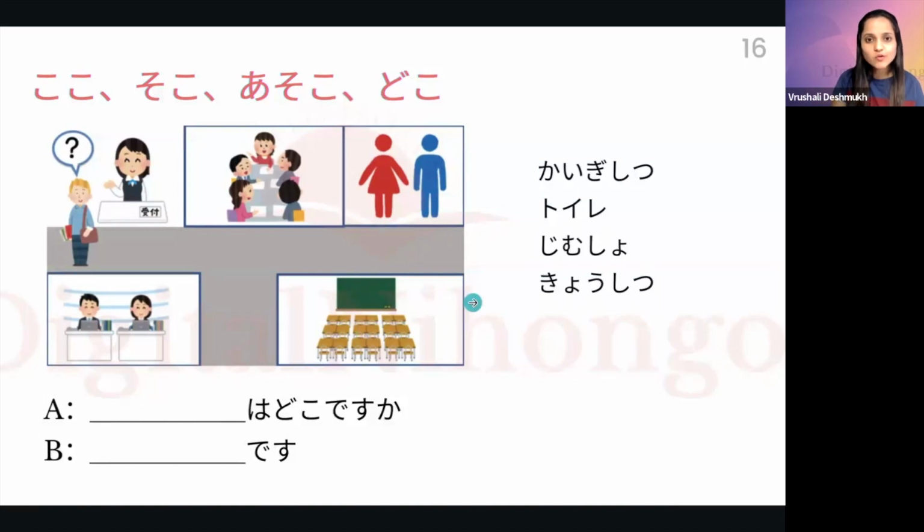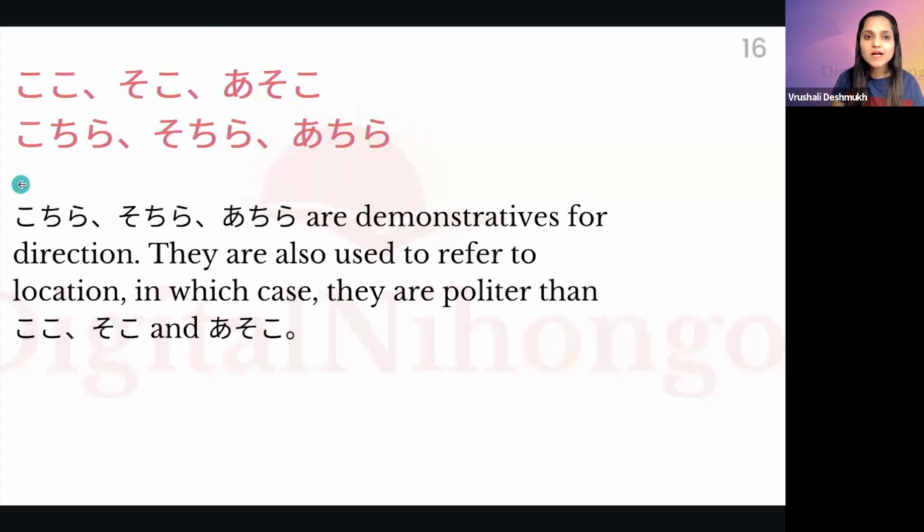Now, as we have learned koko, soko, asoko, similarly, there are demonstratives kochira, sochira and achira. When these demonstratives are used, they are more specific for directions. They are also used to refer to a location in a polite context. So when you are speaking in a more formal setting, rather than using koko, soko or asoko, it's always better to use kochira, sochira or achira. But these demonstratives also refer to a direction in a more specific way.